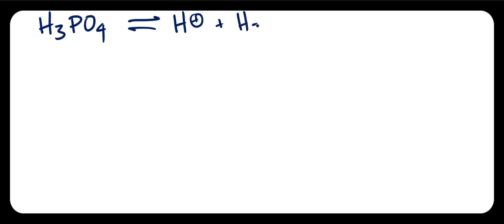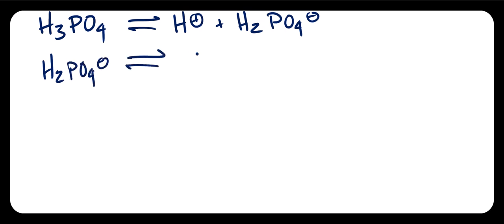So the formula for phosphoric acid is H3PO4. So H3, 3 hydrogen ions, potentially, PO4. We're going to dissociate this molecule, and we're going to think about equilibrium as we do it. So I can take a hydrogen ion off and leave dihydrogen phosphate. But I'm not done. I can take that dihydrogen phosphate and take another hydrogen off.